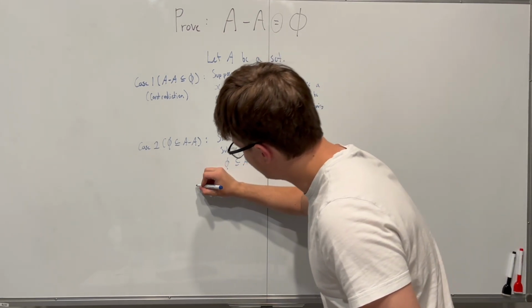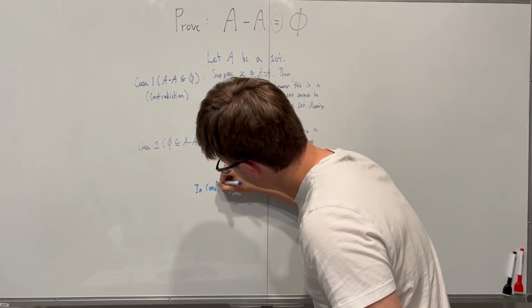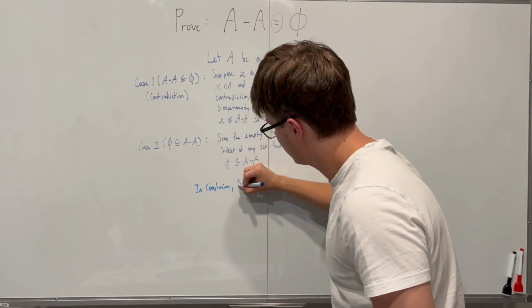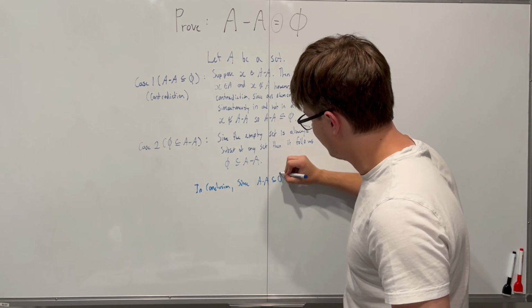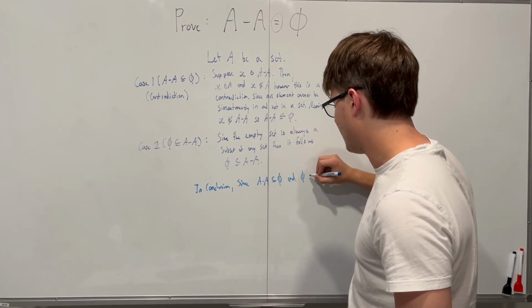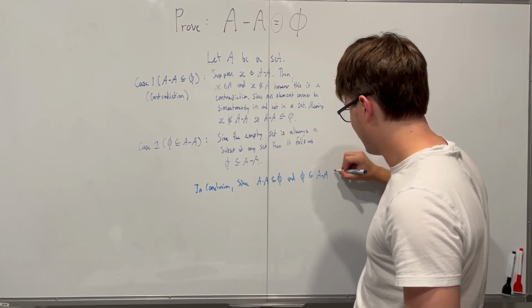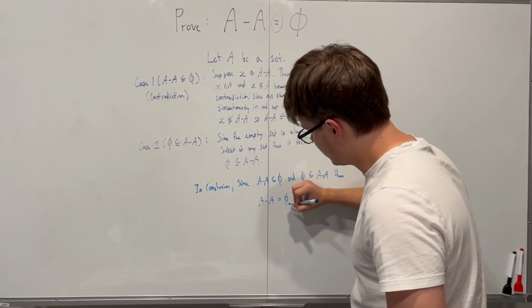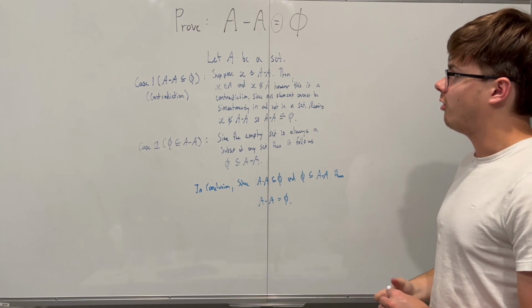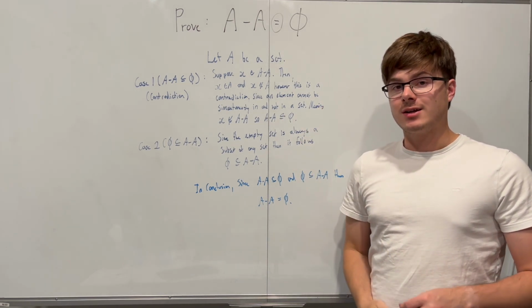Okay, we can say, in conclusion, since A minus A is a subset of the empty set, and the empty set is obviously going to be a subset of A minus A, then A minus A is equal to the empty set. So there we go. We have proven that this is in fact going to be true.